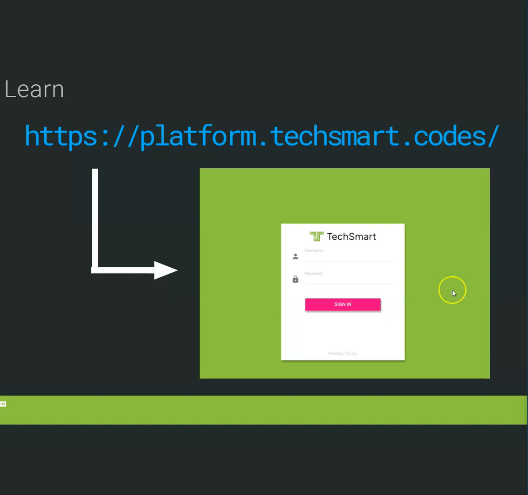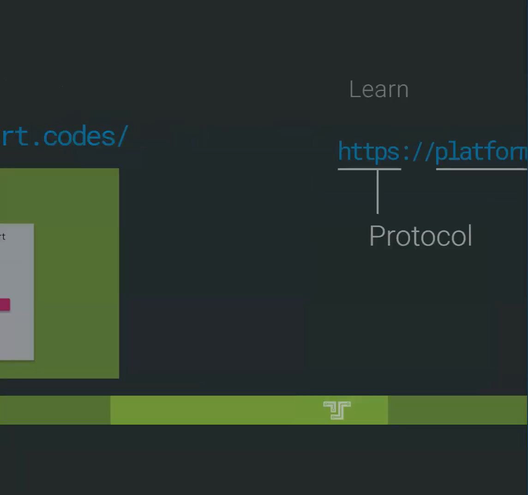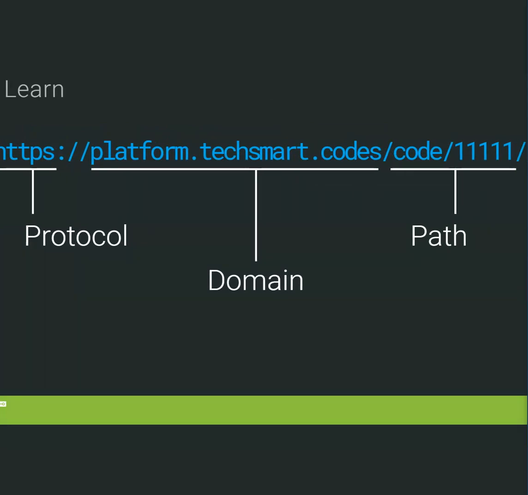So such as https://platform.techsmart.codes. Your browser is then sending a request to that URL and you get to our website. So if we break apart the URL, it can be broken into several parts. The first part is the protocol that we're using. So in this class, we'll always be using HTTP or HTTPS, which are the protocols of the modern internet. The S is just an extra layer of security that adds some data encryption.